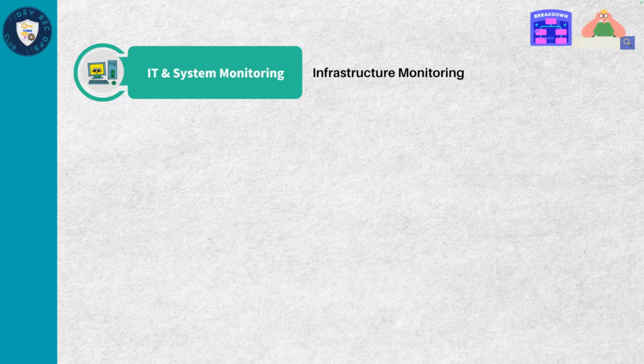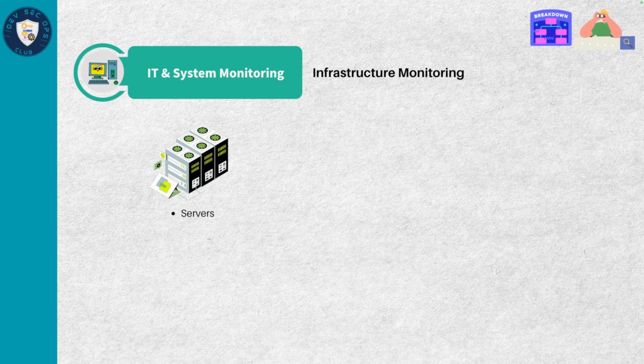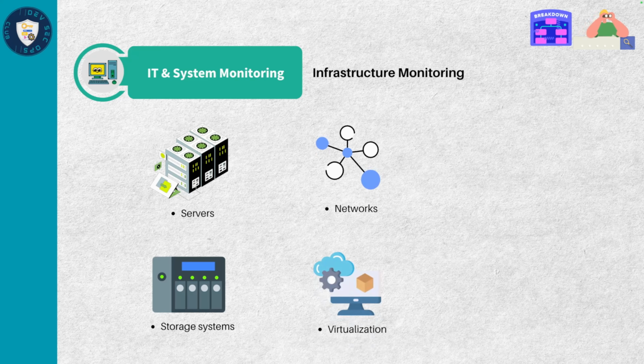Let's start with infrastructure monitoring. Infrastructure monitoring is all about tracking the core components of an IT system to ensure stability, efficiency, and reliability. It includes monitoring servers, network, storage systems, and virtualization, where you track your virtual machines, ESXi hosts, containers, Kubernetes, pods, everything, right? And overall hardware health as well.